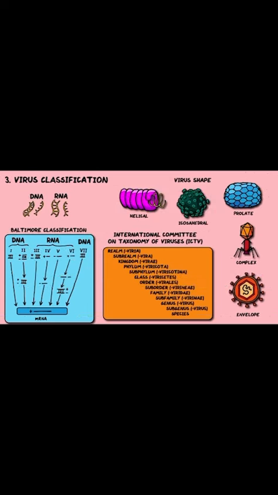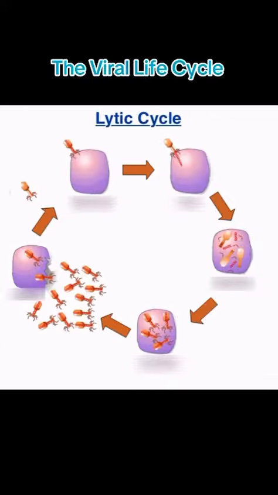All viruses have two things in common: a genetic formation where they either have DNA or RNA, but not both. They also have a protein coat which wraps up the genetic formation. The viral life cycle.